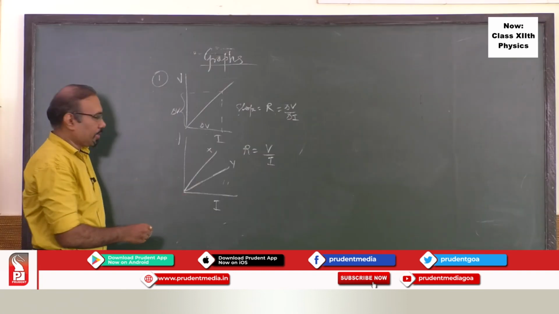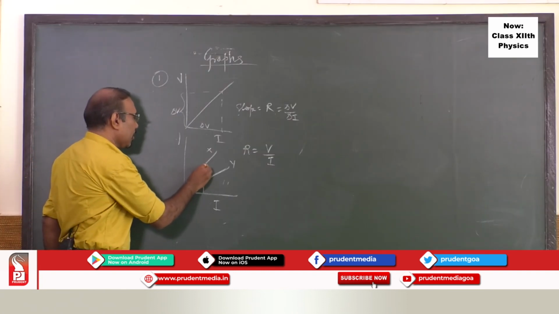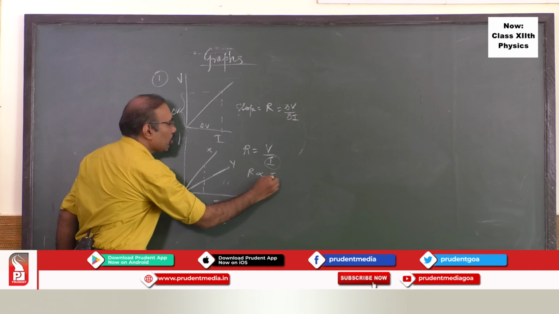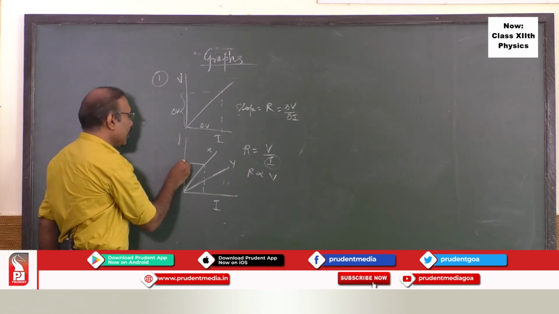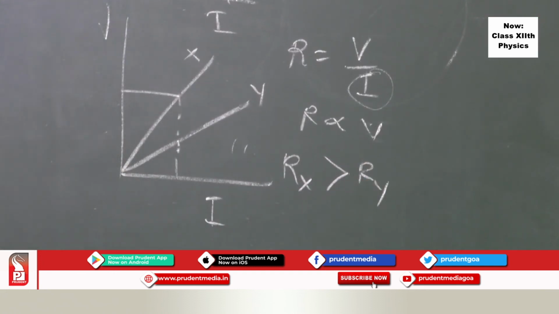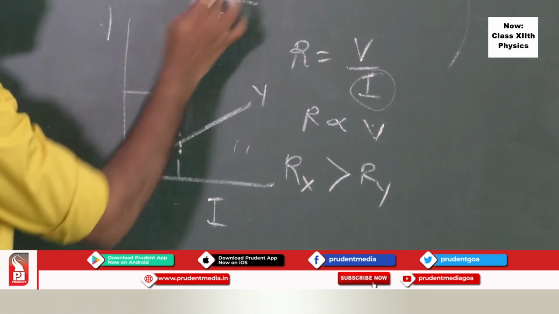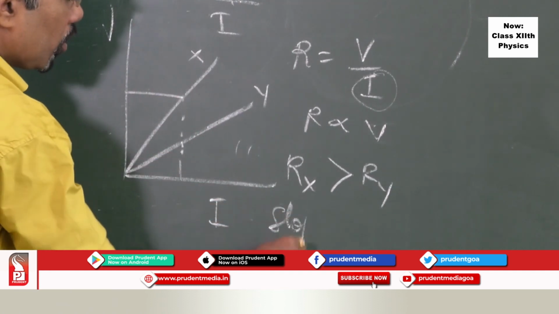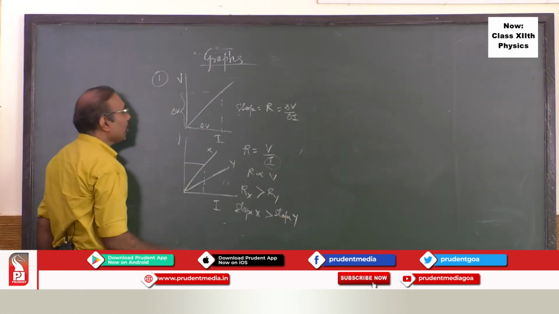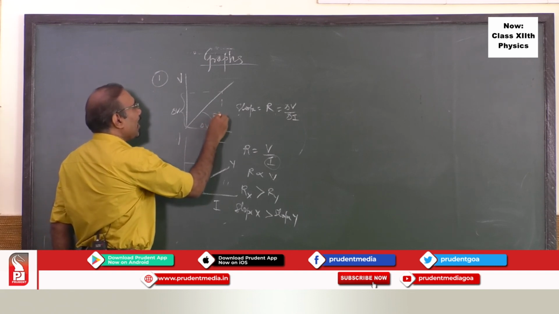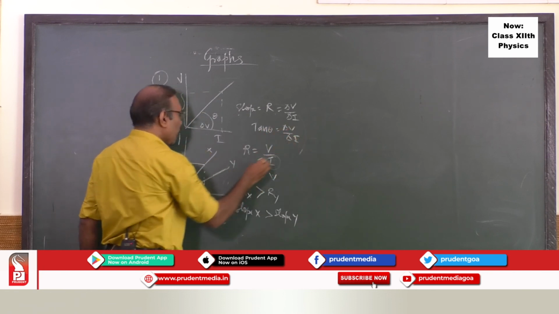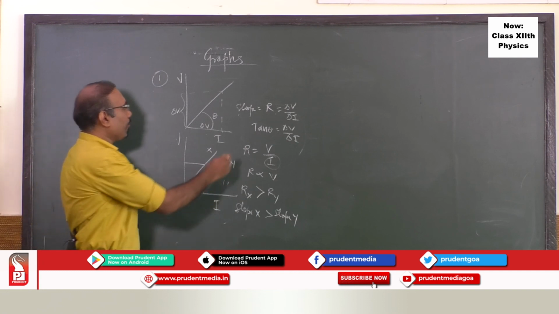We can do it in three ways. First, I can take I common. Then resistance is directly proportional to V, so whichever has more V will have more resistance. So Rx will be greater than Ry. Another way is to straight away compare the slopes: the slope of X is greater than the slope of Y. And third, if you are given an angle, then tan of theta is also delta V upon delta I. You can compare the resistances by finding the angle.